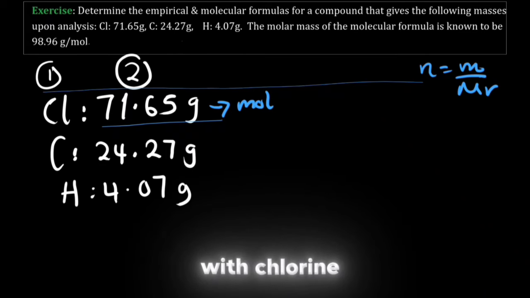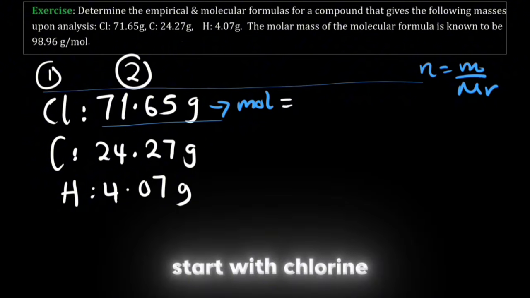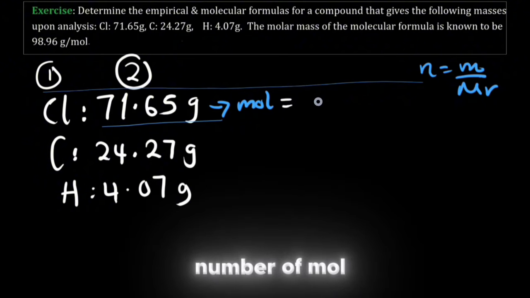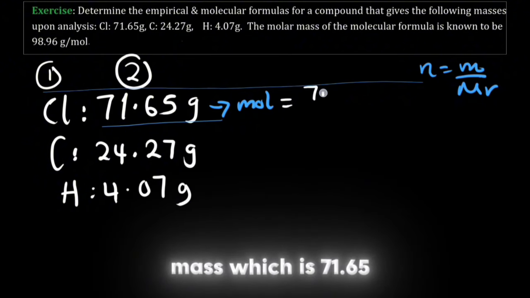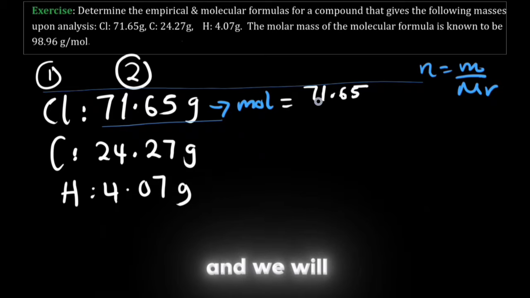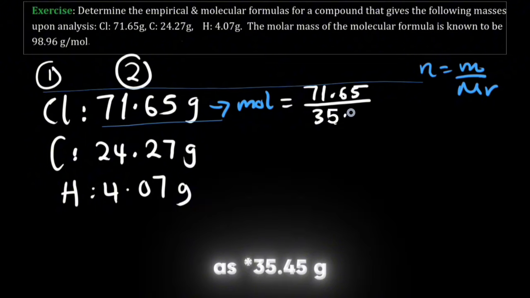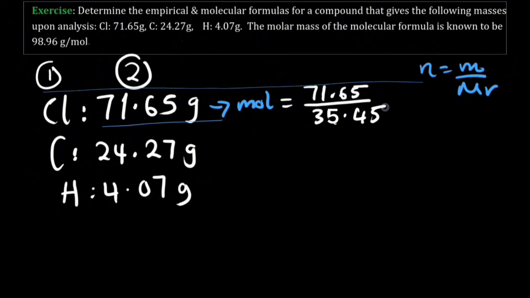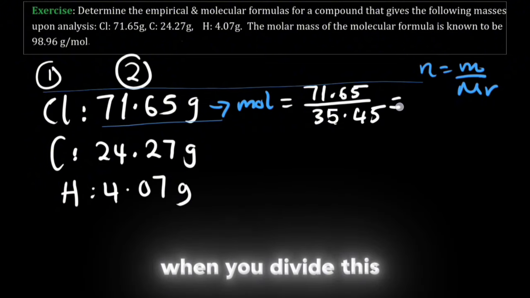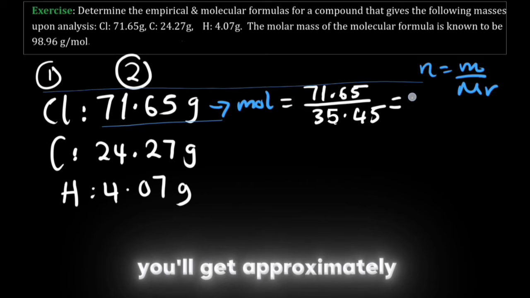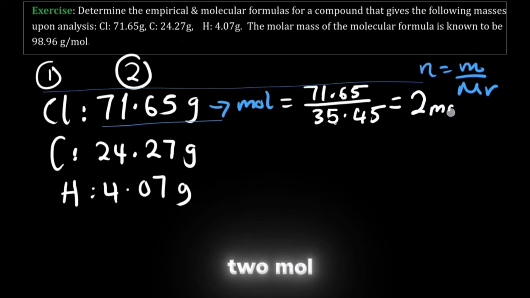Let's start with chlorine. Now when we start with chlorine, it means that to get the number of moles we'll take the mass, which is 71.65, and we will divide it by the molar mass, which is from the periodic table, as 34.45 gram per mole. When you divide this, you'll get approximately 2 mole.